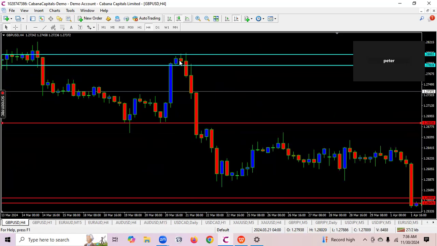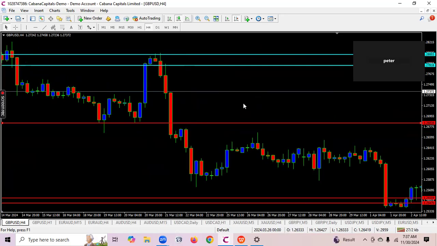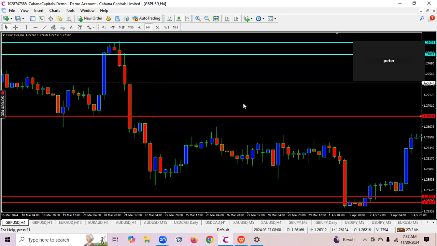This is a shooting star, this candle here. See this? This is a bearish shooting star. After the formation of this candle, don't wait for the next candle to close. You execute your trade after the close of this bearish shooting star. I hope you're following. These things are not difficult. They are not too complex.